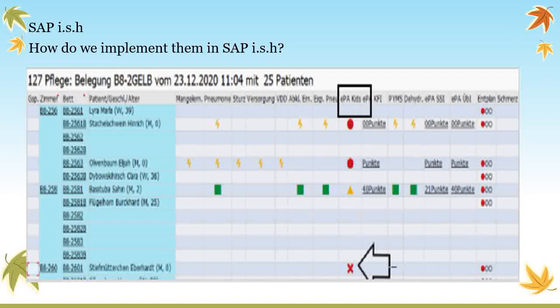EPA SSI is the method used for children. It tells us about their self-reliance or self-sufficiency. An X means it is a new customer and the EPA has to be done by a nurse.